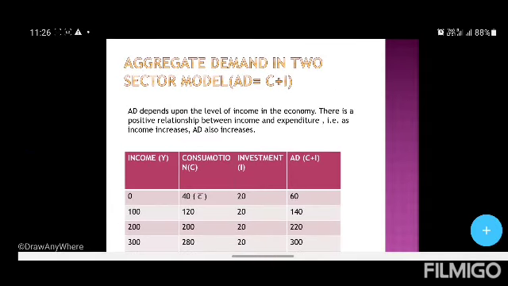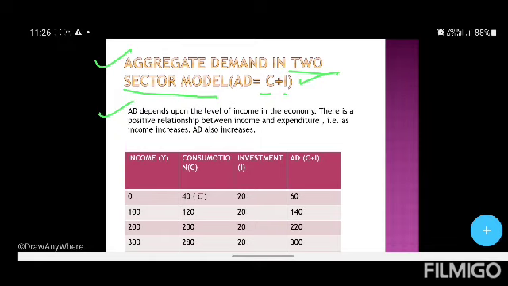Now we have aggregate demand in the two sector model. If we talk about two sectors, here we have only the household and production sectors. Therefore, we are taking only two components of aggregate demand, that is C and I, consumption and investment. It depends upon the level of income in the economy.